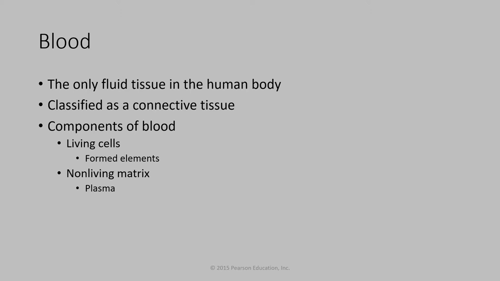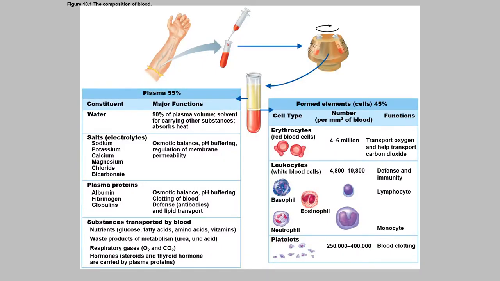Components of the blood: you have the living cells, which are known as the formed elements, and then you have that non-living matrix, or the plasma. The plasma composes about 55% of the blood. The major component of it is water, but it does also contain things like salts, various electrolytes, sodium, potassium, things like that. It does contain some proteins, and there may be some other substances such as all of your nutrients, waste products, oxygen, carbon dioxide, and hormones that are being transported.